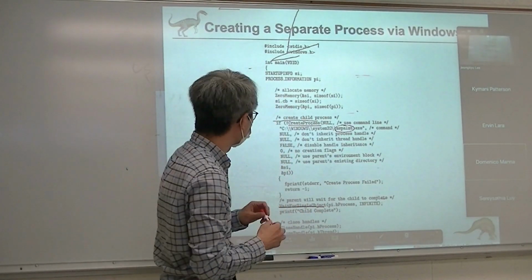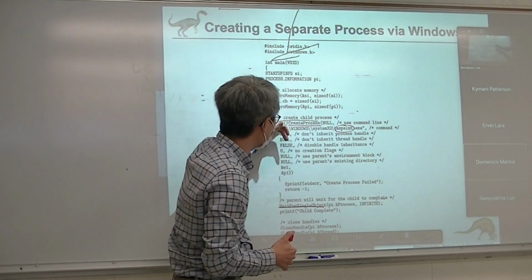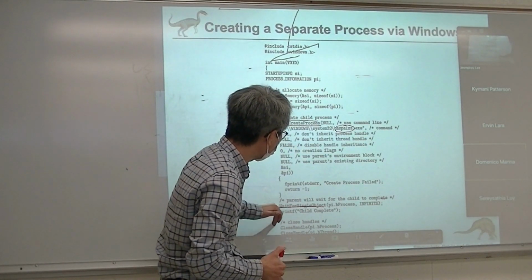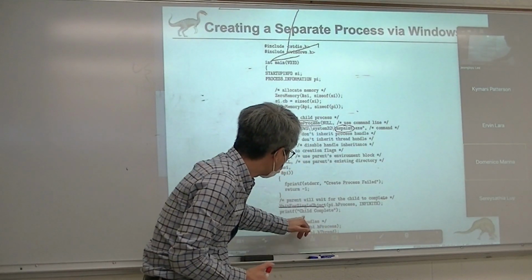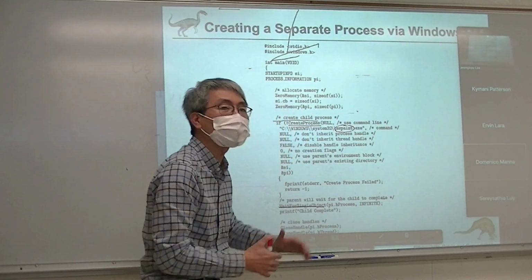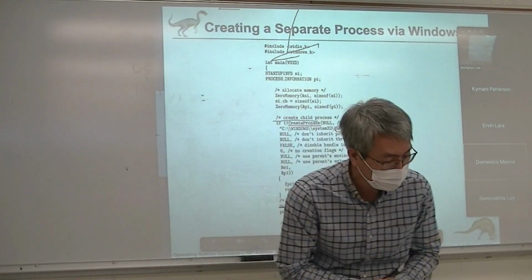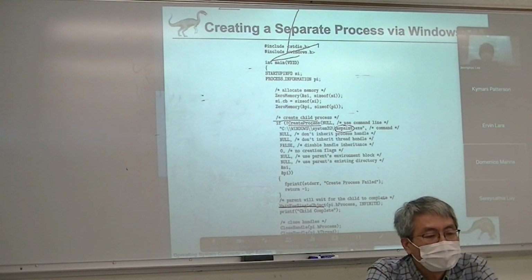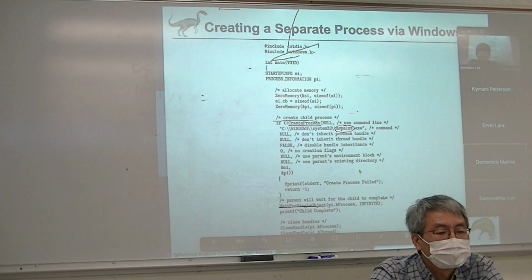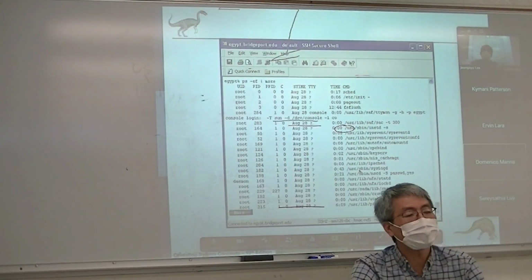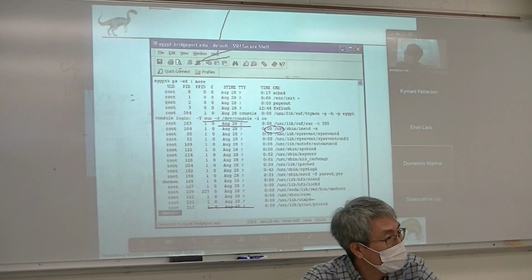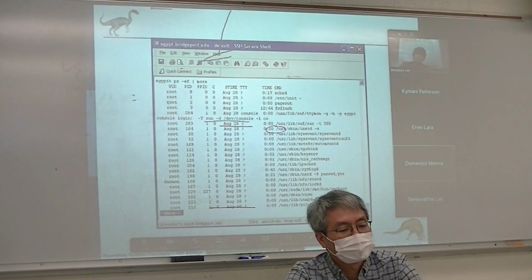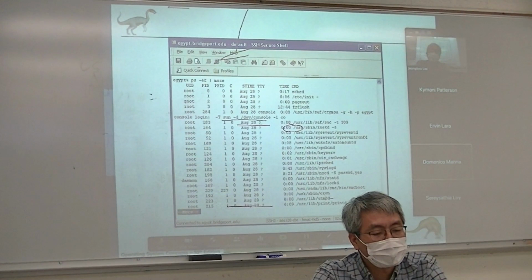This is a way you can check whether a process is created, then wait for the child, until the child process completes. It's the same code as the C program, the previous one. Once you create this, you can check the process. So let me show you the example on the Mac.